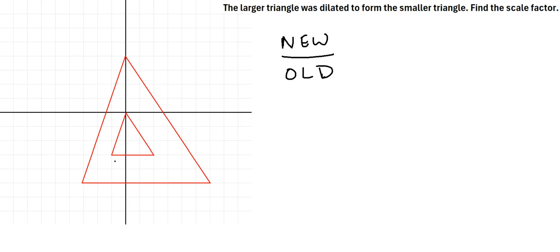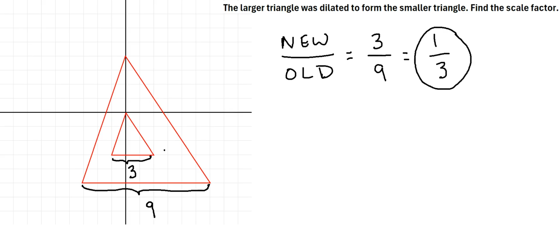So let's pick a side of the smaller triangle and find its length. So let's say this length right here, we can see that's 1, 2, 3. And if we find the corresponding side of the larger triangle, we'll find that it is 9. So what we can say is the new one, remember the new one we said is the smaller triangle, which is 3 divided by the old, so the dimension of the old triangle is 9. So 3 divided by 9, that can be reduced to 1/3. So this is the scale factor. And again, one way to check ourselves is if we're going from a larger figure to a smaller figure, the scale factor must be less than 1. So we can see that 1/3 is less than 1. So that's just a way to double check ourselves.